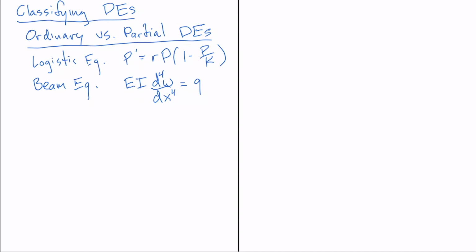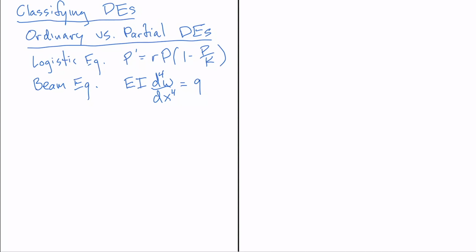W is the deflection. So if this is your beam as a function of x and it's been bent under some force, then this distance here would be W. The height, or the amount it's been deflected away from a flat line, would be W. And Q is the force profile being applied to the beam.